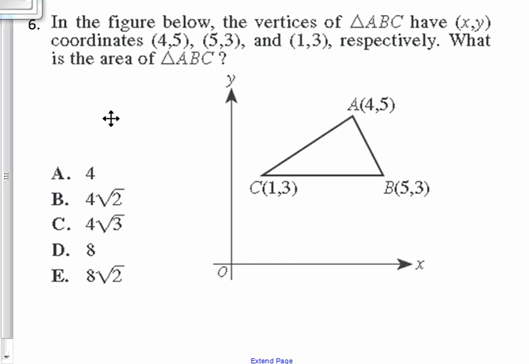All right, last problem, number 6. In the figure below, the vertices of triangle ABC have xy coordinates (4, 5), (5, 3), and (1, 3) respectively. What is the area of triangle ABC? Use the formulas that we talked about earlier to try to figure out the area of this triangle on your own.